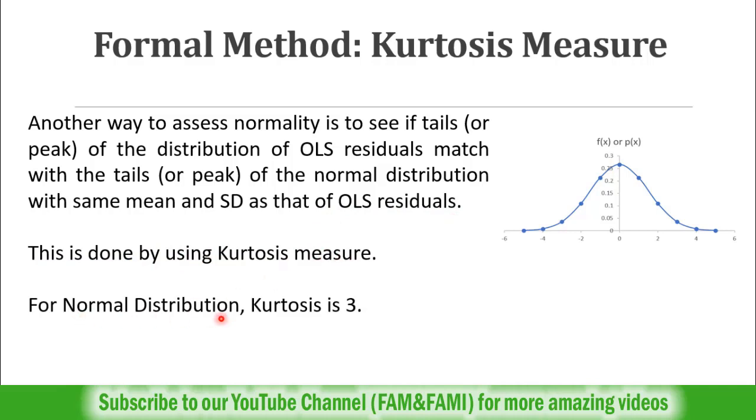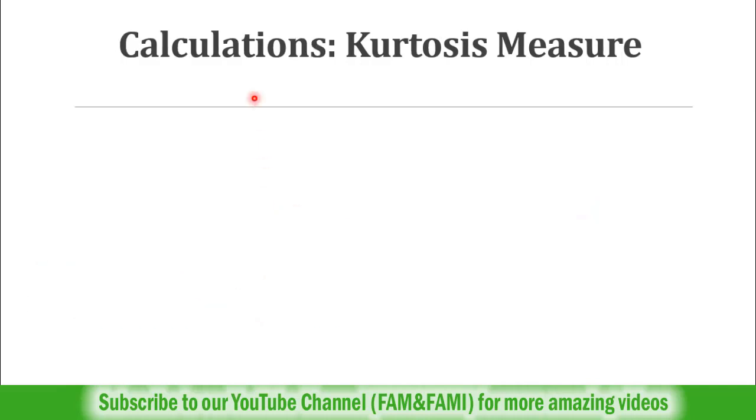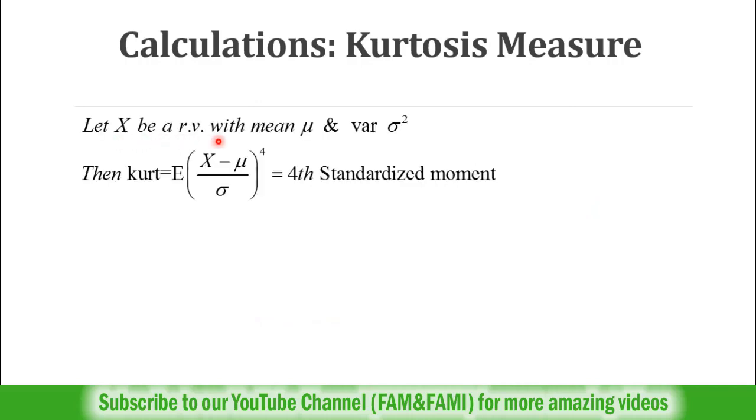For normal distribution, kurtosis is 3. Now let's discuss how we can calculate the kurtosis measure. Let x be a random variable with mean mu and variance sigma square, then kurtosis is equal to the expected value of (x minus mu over sigma) whole raised to power 4, and it is also called the fourth standardized moment.